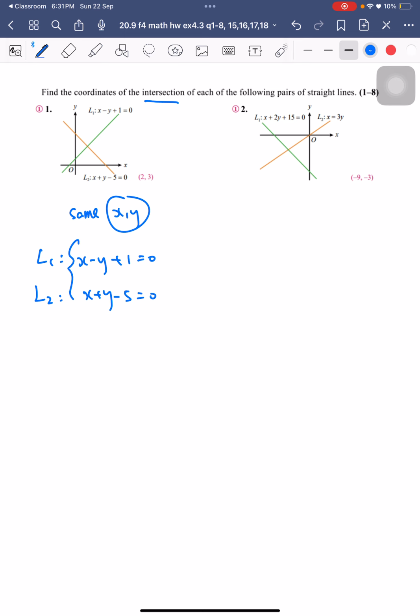We can first change it to the y equal to mx plus c format, so that we have y is equal to x plus 1. We just move this negative y to the right hand side. For the second one, you keep the y here, you move the x to the right and it becomes minus, you move the negative 5 to the right and it becomes plus. So now I have y is equal to negative x plus 5.